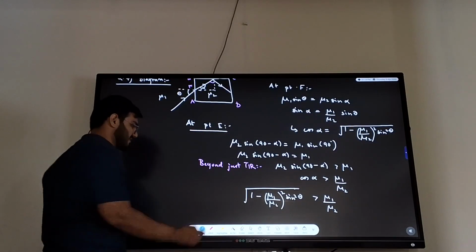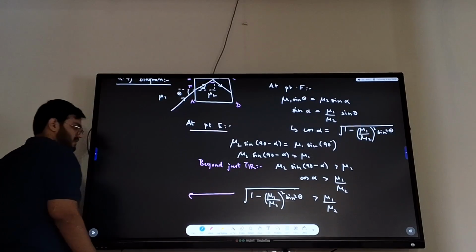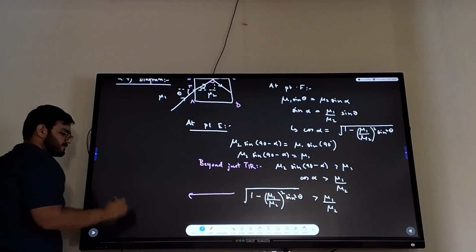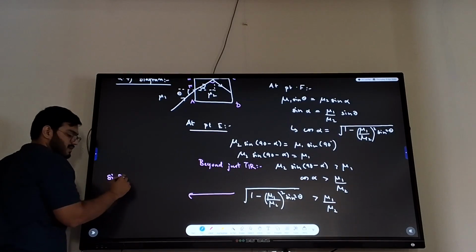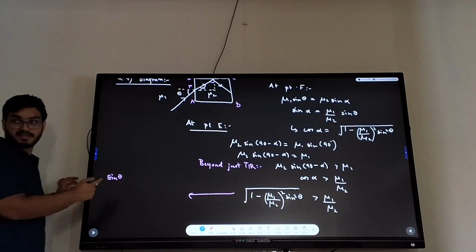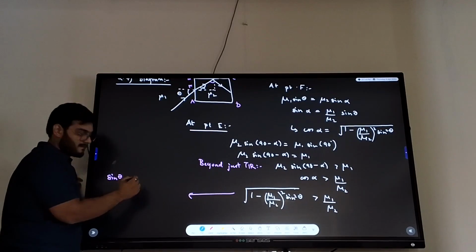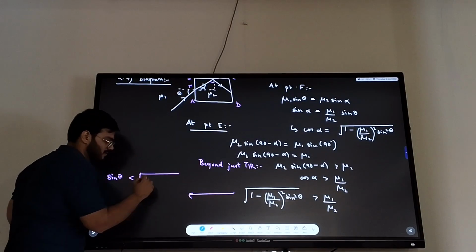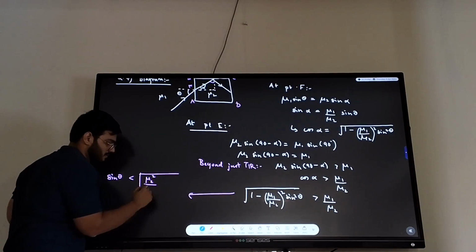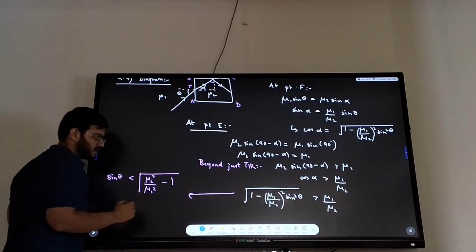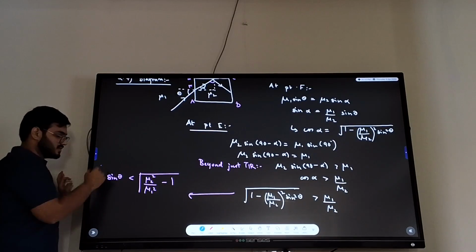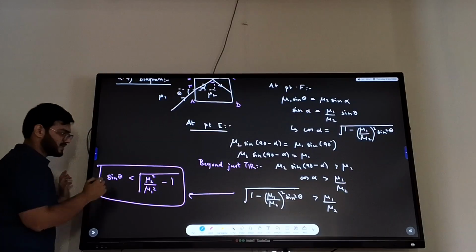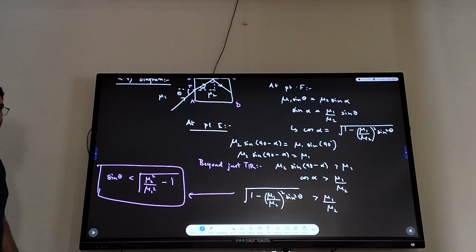Can somebody tell me, after all the mathematics? Yes, Virupaka, tell me. What is the condition? Sine theta is less than under root of mu2 square minus 1. Is this correct? You should get this after all the things. Hopefully, please check if you get it or not.